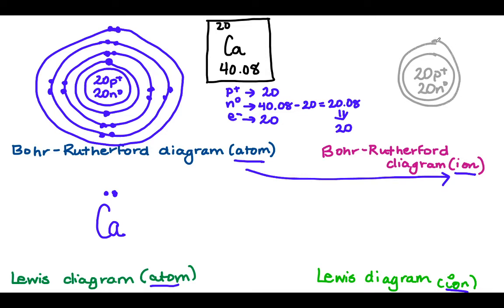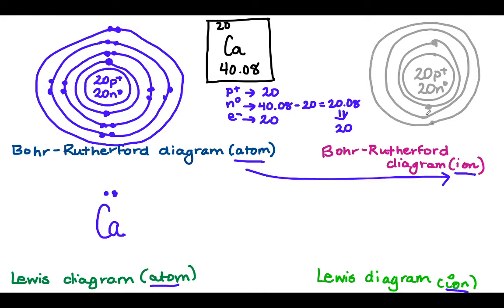I'm going to see if I have room here. So 1, 2, and then I have 2 different shells. So 3 shells in total. My first shell, I have 2 electrons. In my second shell, I've got 8. And in my third shell, I've got 8 as well. So I've drawn everything except for the very outside shell.